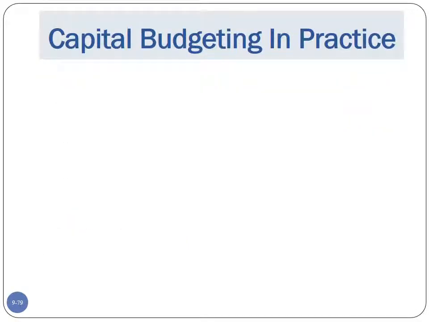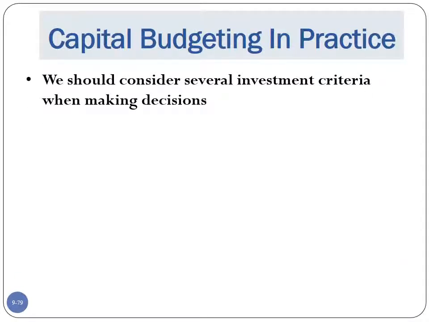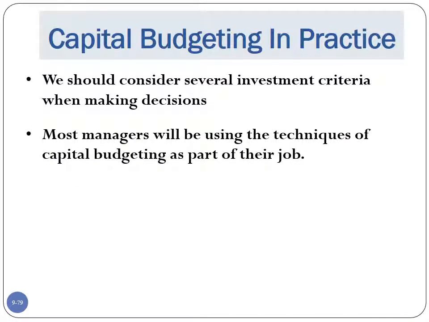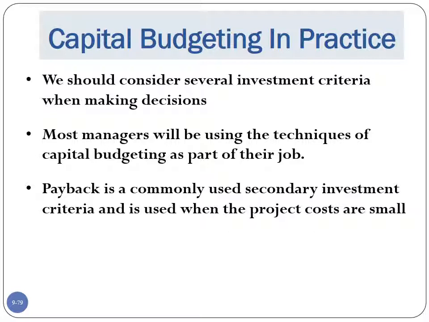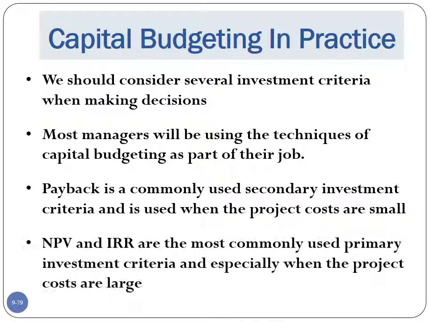So the practice of capital budgeting, how does it work? The idea is that we should consider several investment criteria when making decisions. Many managers will be using the techniques of capital budgeting as part of their job. You may get involved with this, so it's good for you to be exposed to it. Payback is a commonly used secondary investment criteria and used when project costs are small. But the net present value and internal rate of return are most commonly used primary investment criteria, and especially when you're talking millions and millions of dollars, because the impacts of small changes are very significant.